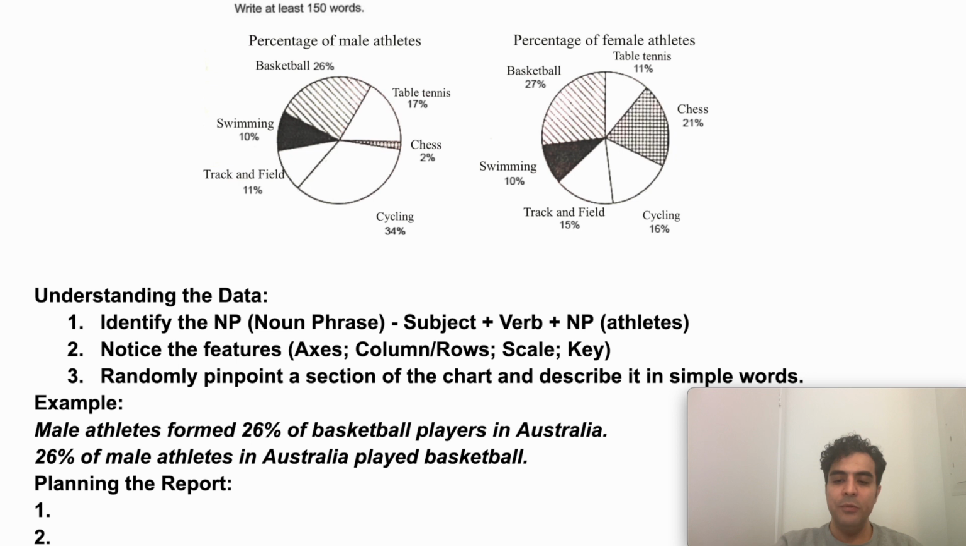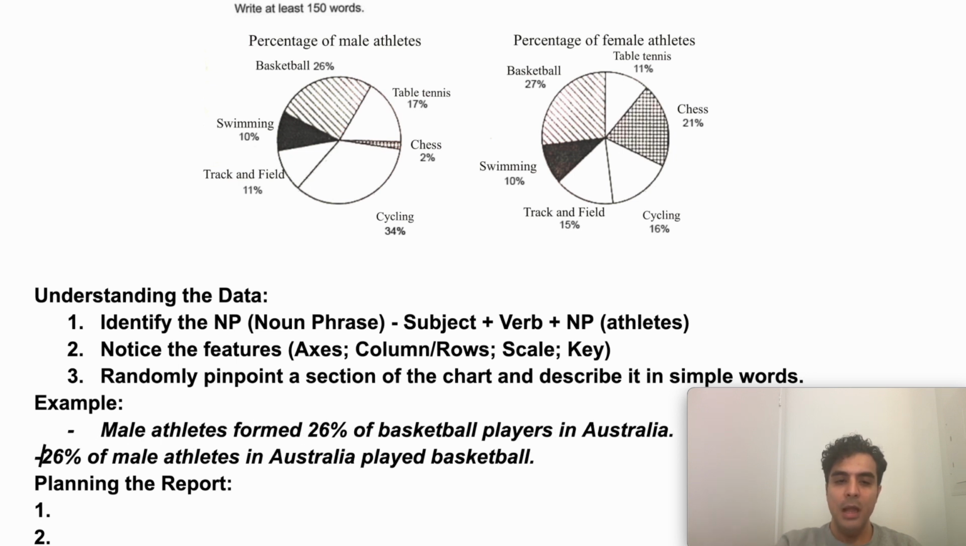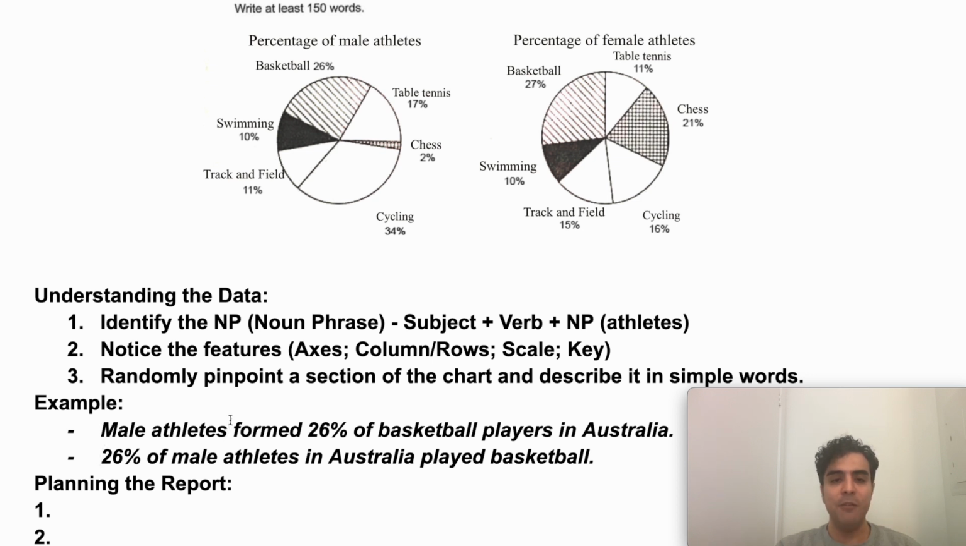Now, we have two options here. And on the surface, you might say, well, they're both right. But no, think about it. They're saying different things. The first sentence says, of all the basketball players in Australia, 26% were male. Is that what it is? Do we have a total sum of all athletes and 26% of them being male basketball players? No, something is wrong.